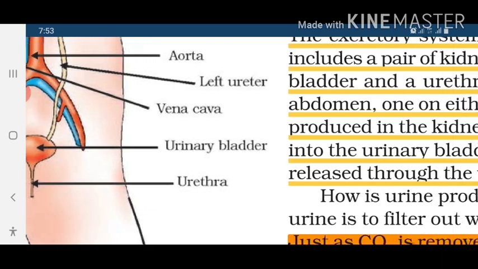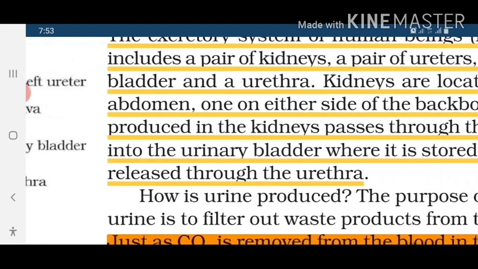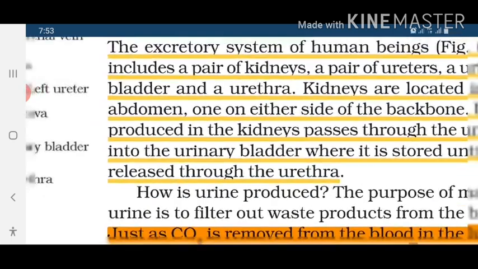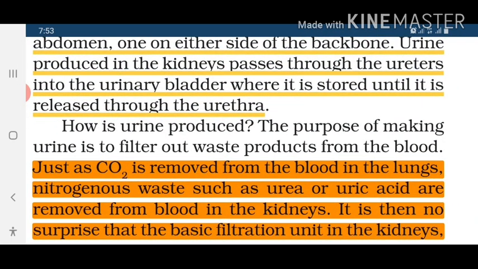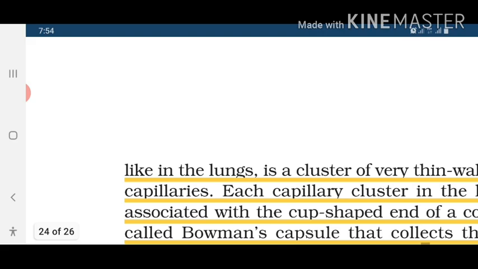Kidneys consist of a number of units that are known as nephrons. Let us study how urine is produced. The purpose of making urine is to filter out waste products from the blood, like carbon dioxide is removed from blood in the lungs. Urea, uric acid, which are nitrogenous waste, are removed from blood in the kidneys. Basic filtration unit is nephron.